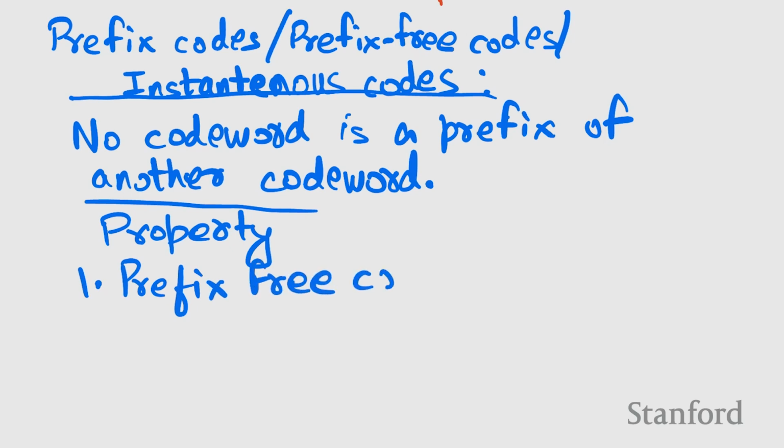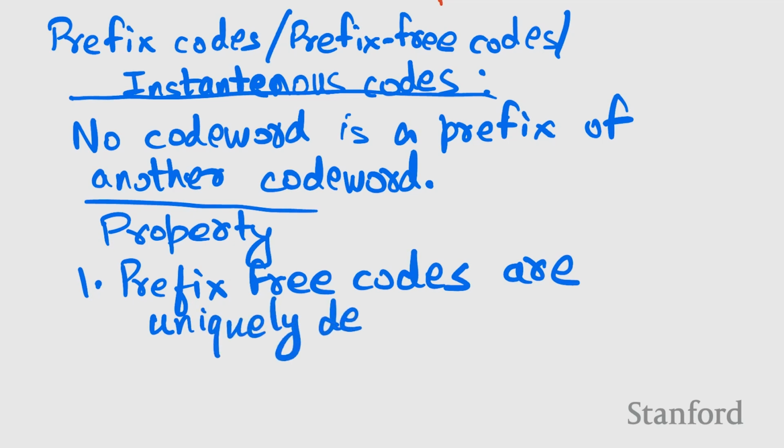Prefix-free codes are uniquely decodable, right? So the property we saw earlier, the uniquely decodable property, that no two sequences map to the same code. Prefix-free codes satisfy that condition. Can somebody intuitively describe why? We won't do a formal proof of this, but just intuitively, why are prefix-free codes uniquely decodable? Why are they lossless?